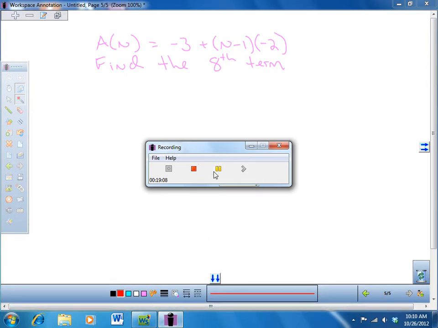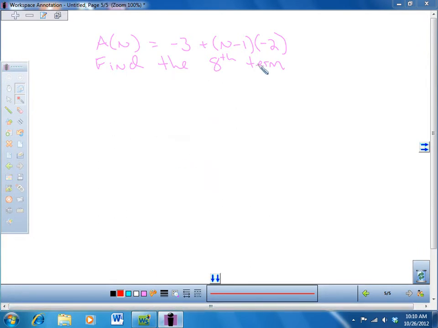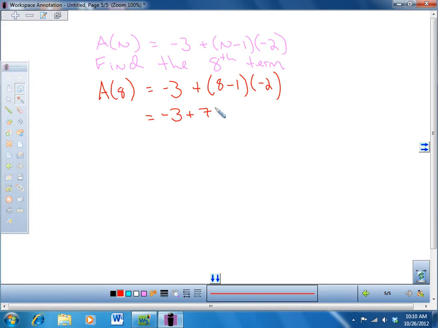Okay? So, like I said correctly, the answer is negative 17. And all you have to do, so this is like A of 8 equals negative 3, you just plug in 8 in here. 8 minus 1 times negative 2. So follow your order of operations. You get negative 3 plus 8 minus 1 is 7. So it's 7 times negative 2. You do the multiplication first. So you get negative 3 minus 14, because it's plus negative 14, which gives you negative 17.